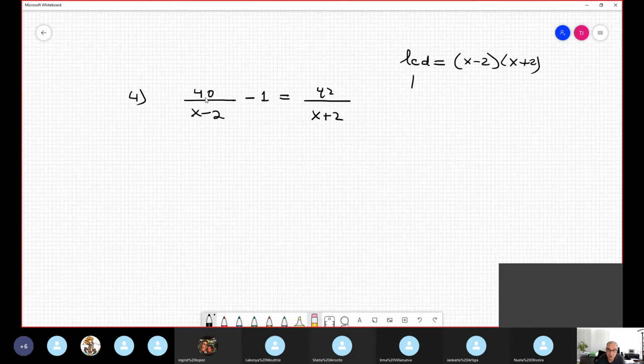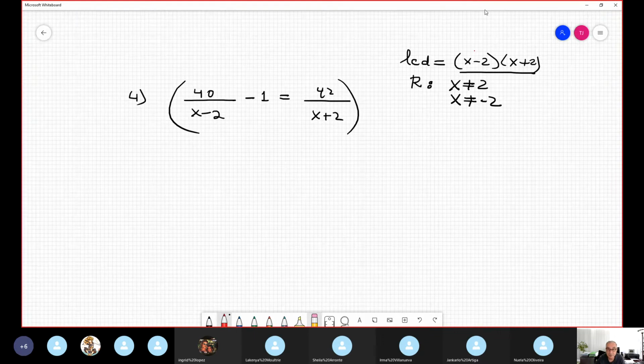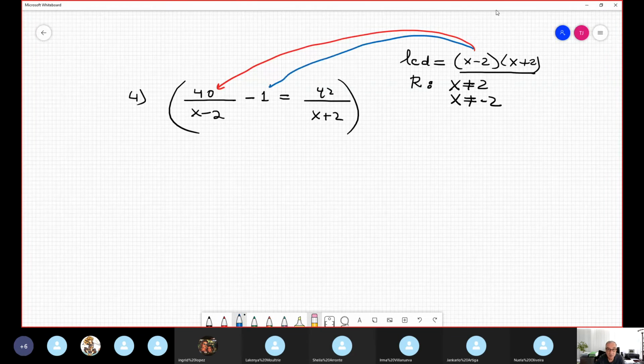What is the restriction, the bad guy associated with this least common denominator? It is 2 and negative 2. Any solution equal to this is completely invalid. You discard. And you multiply the entire equation by the LCD. One by one. Multiplication this and this. Multiplication this and this. And multiplication this and this.